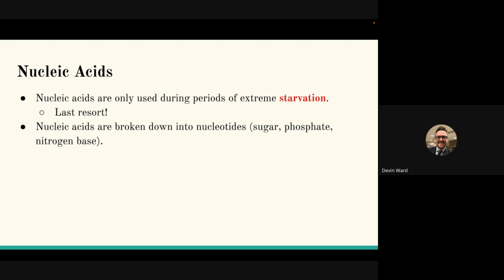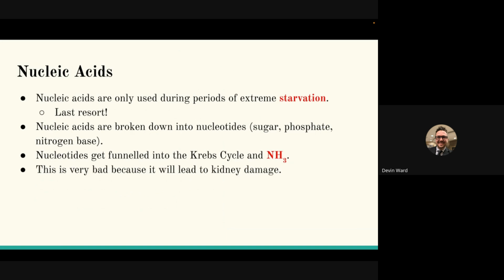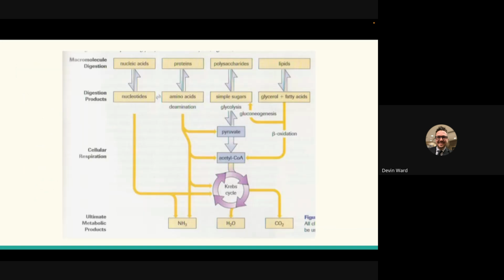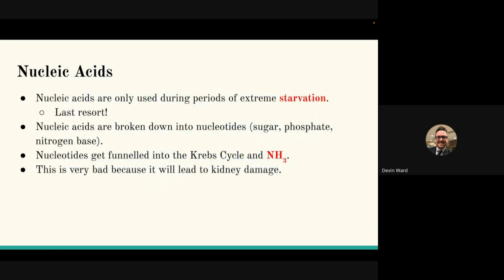So nucleic acids are broken down into the nucleotides, the sugar, the phosphate, and then the nitrogenous base. And then the nucleotides get funneled into the Krebs cycle. Okay, and we'll also produce NH3, so we'll make more ammonia and urea. But it's bad because this could lead to kidney damage, just because the nitrogen bases are very nitrogen rich. So we're going to make a lot more ammonia than we would off of proteins. And then that ammonia could create ammonium in your kidneys if it's in too high of a concentration, which is going to lead to kidney damage.